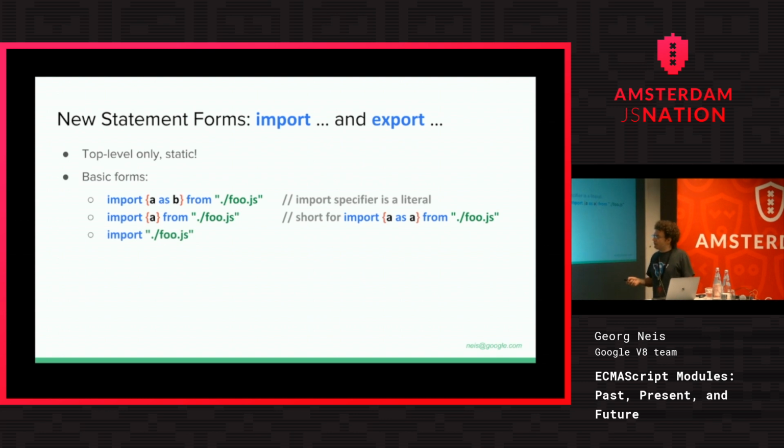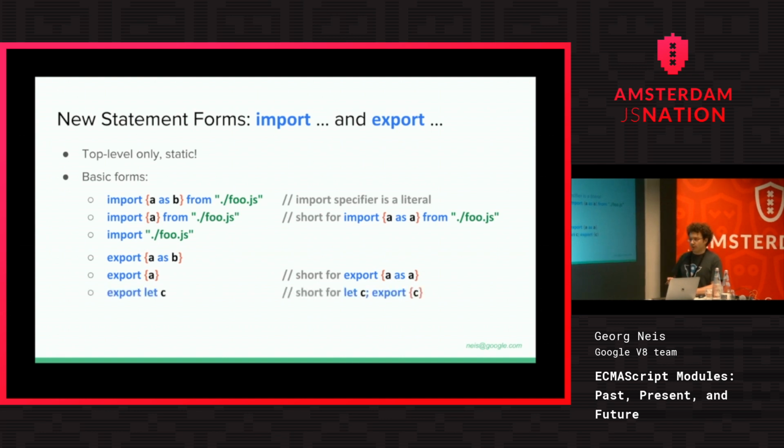And there's a third version where you don't actually import any particular component, but you are just depending on the other module for the sake of its side effect. But in general, it's a good idea to avoid this, and I will say a little more later. On the export side, there's an export A as B statement, which exports a local variable A under the name B, such that other modules can import it by referring to it as B. And again, there's a short form.